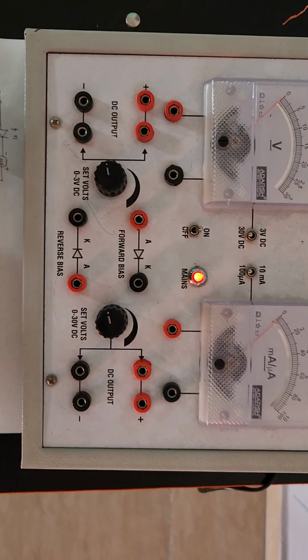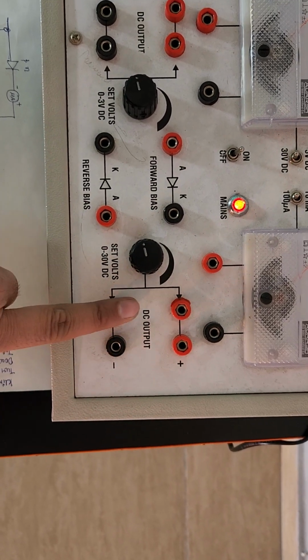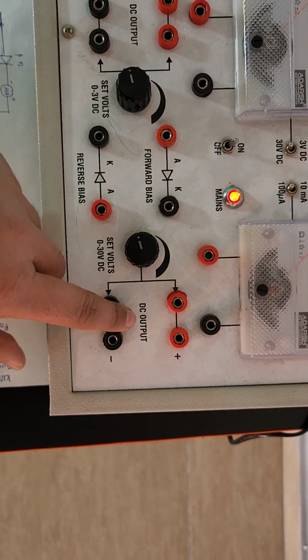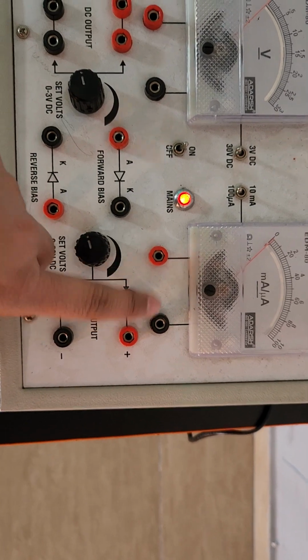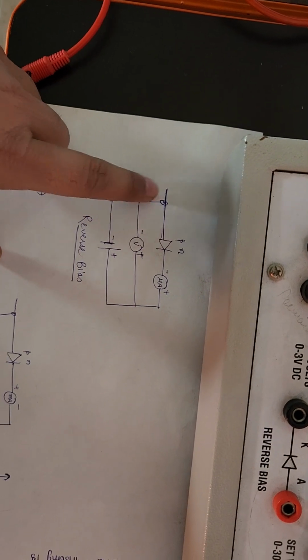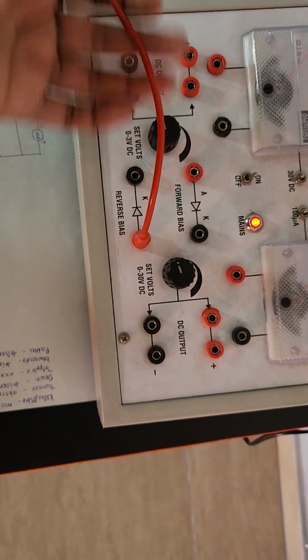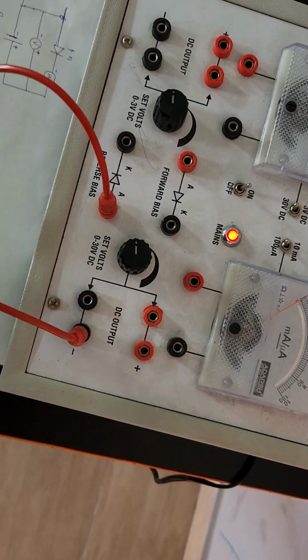Now let us see how. This side 0 to 30 volts, so we shall be using this part of the output DC and this ammeter connections, and from here we will be using voltmeter connections. Now let us start with this. P should be connected to negative of the battery. So this is the P terminal, and this is the negative of the battery. This is connected.